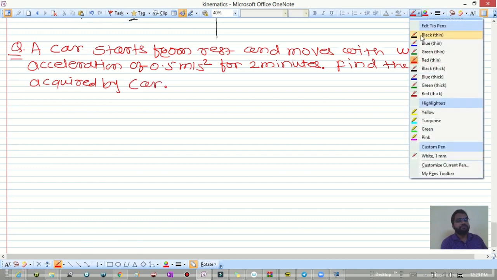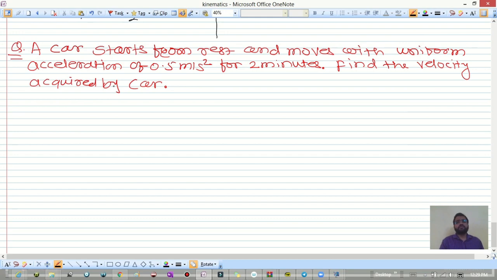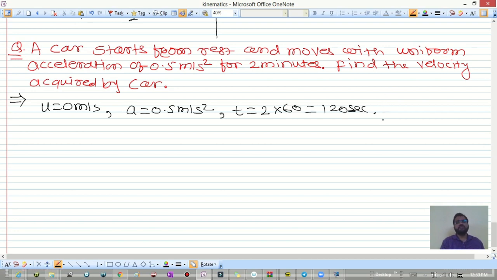So see here, it is given a car starts from rest. Firstly understand the question very carefully. Car starts from rest indicates the initial velocity of the car is 0, so u must be equal to 0 meter per second. It moves with uniform acceleration of 0.5 meter per second squared, which indicates acceleration is constant throughout its motion. For 2 minutes, time is given. 2 minutes indicates 2 into 60, which is equal to 120 seconds. Find the velocity acquired by the car.